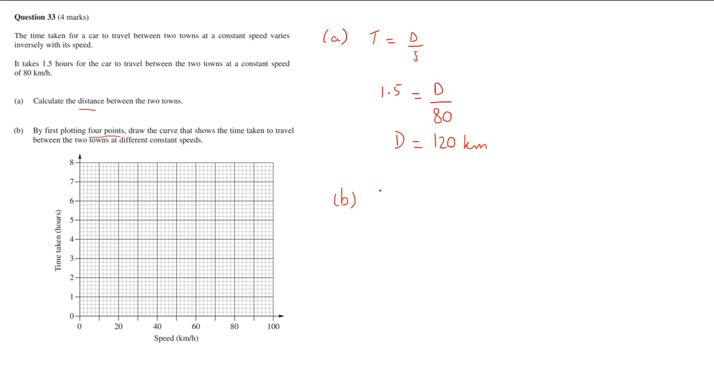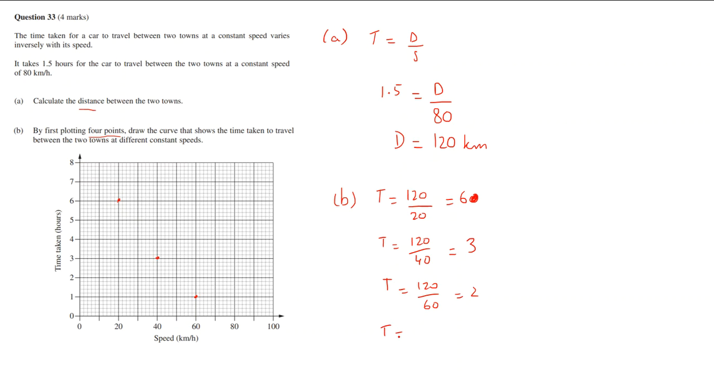So for 120, let's start with, if the speed is 20, then the time would be 6. So this one would be this point. Similarly, when it's 40, 120 divided by 40, it would be 3. So at 40, this number would be 3. Then at 60, this would be 2.